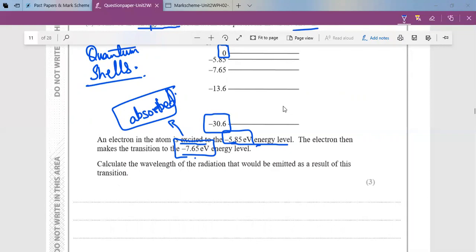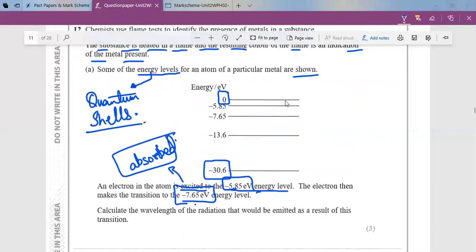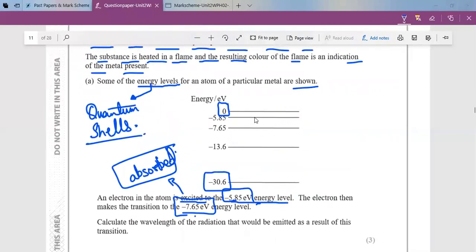Okay, this is pretty simple. Now let me tell you what's happening over here. You've got an electron at this level. They told us that it's excited to this level. It then de-excites, and if it de-excites, it gives off energy.